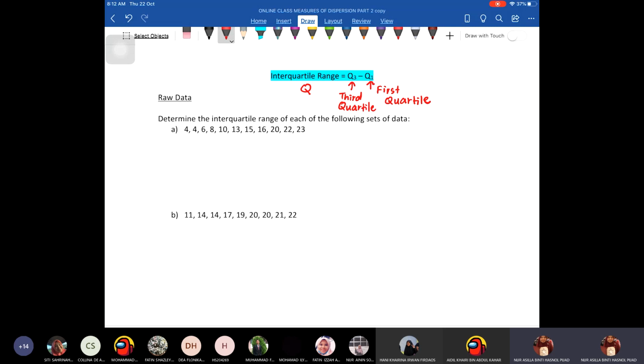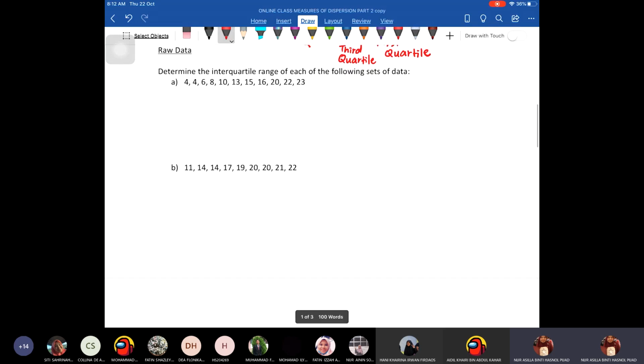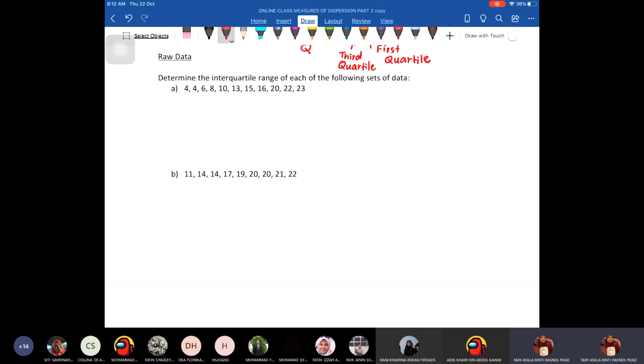Okay, I'm going to tell you what quartile are. Okay, interquartile range formula dia adalah when you find your third quartile, you minus your first quartile. Okay, so the same thing I'm going to do here. I'm going to do a comparison between raw data and also frequency table. So we go first into raw data.